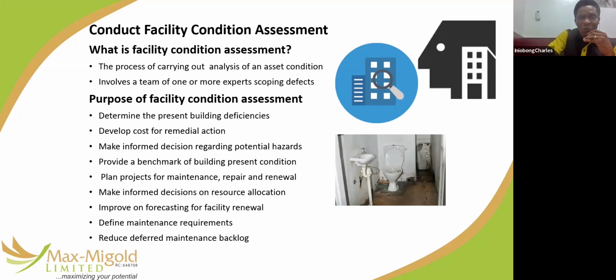So the purpose of facility condition assessment is to determine the present building deficiency, of the building you want to maintain. You carry out facility condition assessment. I remember some time ago we were given a contract to maintain a particular facility. The people that went to do the due diligence to assess the facility just strolled around, stayed in a hotel, enjoyed themselves, and came back without doing what they were supposed to do.